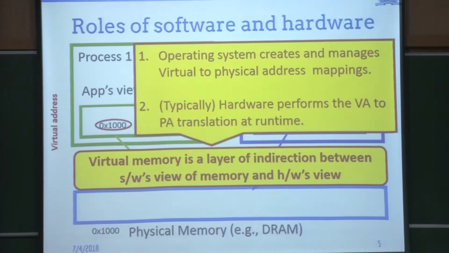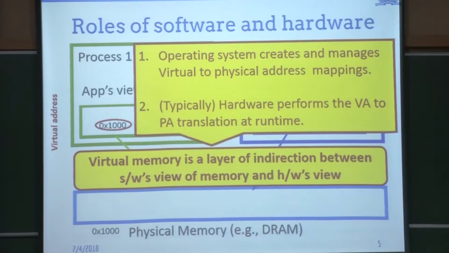At a very high level, the operating system is responsible for creating the mapping between virtual addresses and physical addresses, while the hardware at runtime is typically responsible for taking that mapping that the operating system created and translating the virtual addresses that come with load store instructions to the physical address. So that's why virtual memory is a good example of a hardware software interface, hardware software co-design.